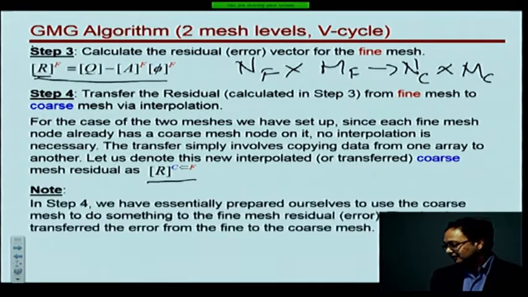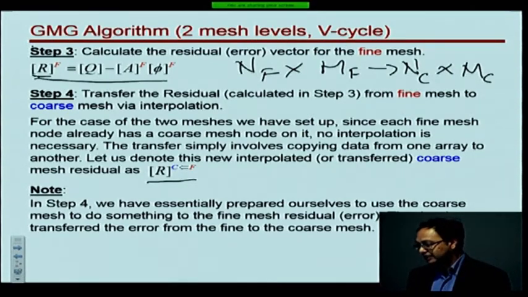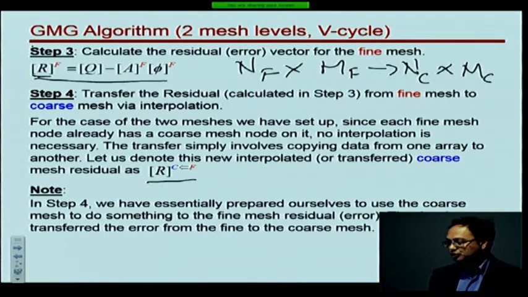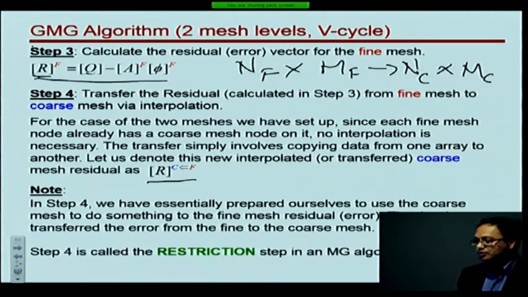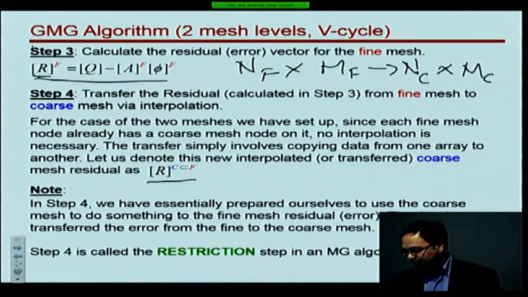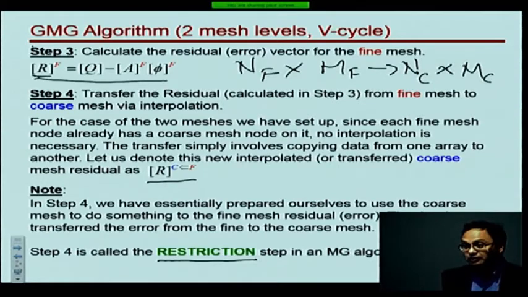So in this step, we have essentially prepared ourselves to use the coarse mesh to do something different to the fine mesh residual than the standard Gauss-Seidel would do. This step is also called the restriction step of the multigrid algorithm. All right. So now we've transferred the residual to the coarse mesh.